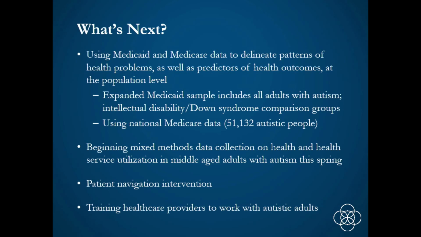So, what are we doing in my group to try to move this forward? We're expanding our research using larger data sets, very big data sets of tens of thousands of people, using both Wisconsin Medicaid and a national 100% Medicare data set, which provides health insurance to older adults and people with disabilities. We're also beginning a new study this spring where we're going to be talking to people on the autism spectrum and their family members or the people who help them with their health care about health and health service utilization in middle-aged and older adults with autism.